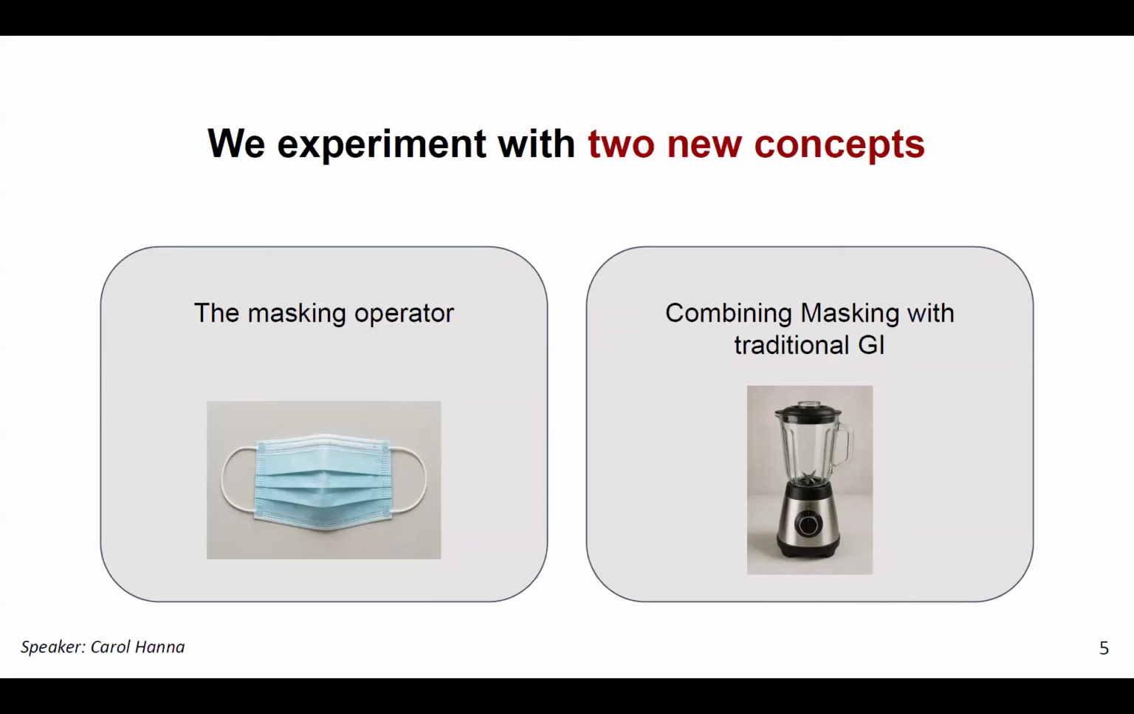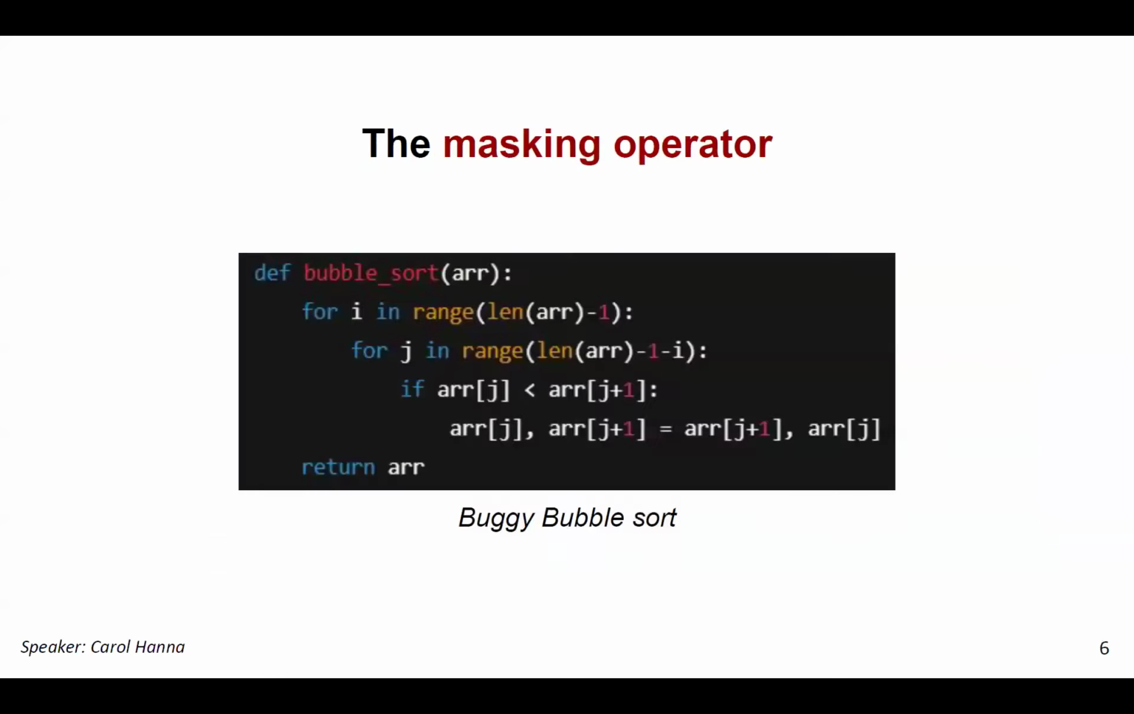What we also look at is combining masking with traditional GI. So as I showed on the previous slide, there's strengths in LLM code completion, there's strengths in GI, which has been going on for decades. What happens when you combine them? How can we take advantage of the synergy between them to hopefully achieve better results?